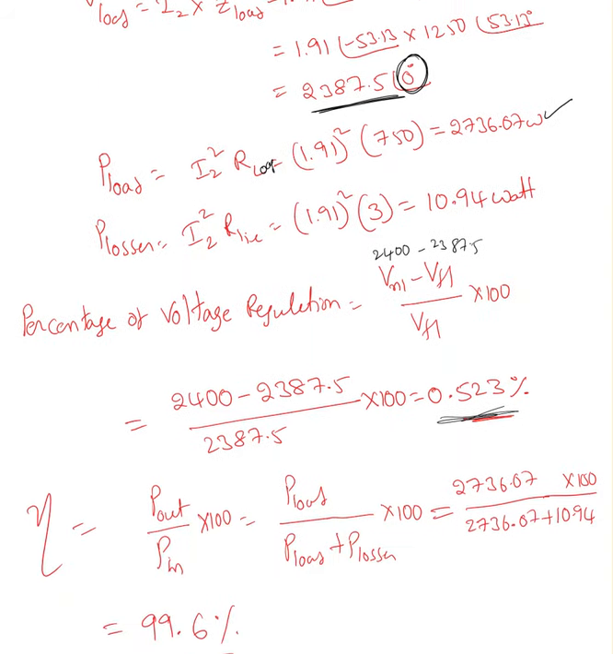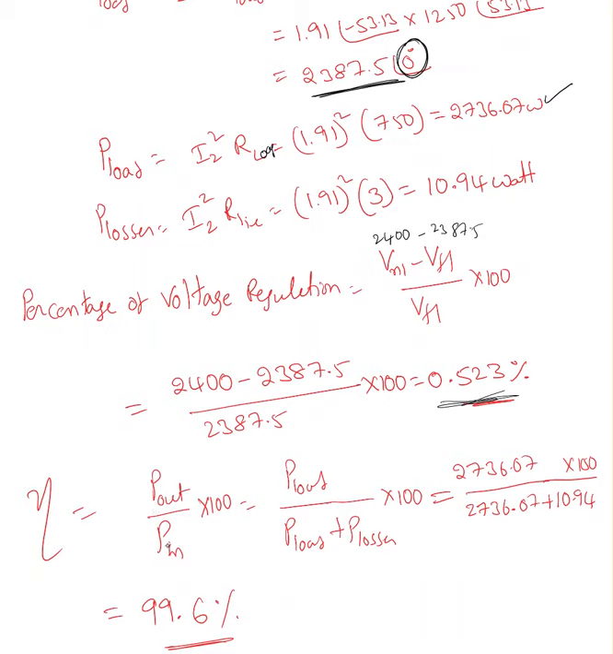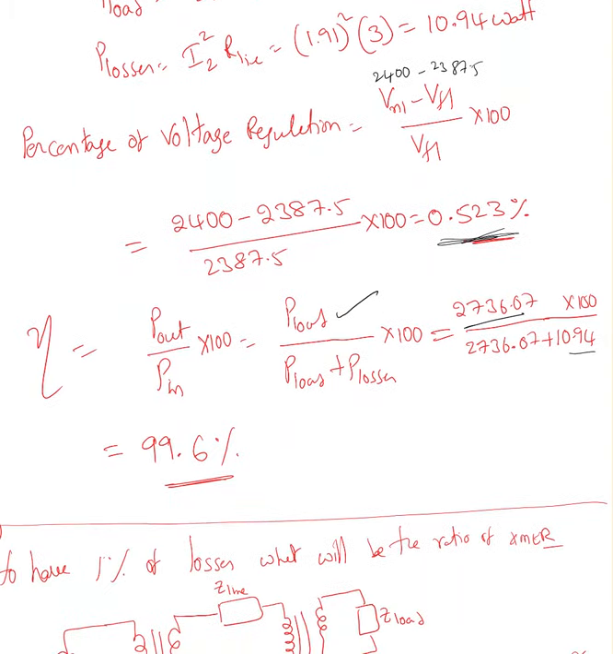Another one, efficiency. Efficiency is output over input. So whatever the load is consuming, divided by P load plus P losses. The load is consuming this much, losses are only 10 watts. So now I have 99.6%. In the previous case, I think I had close to 9.9%. Now I have only 0.4% loss. So lots of power saving. That is the main advantage of transformers.